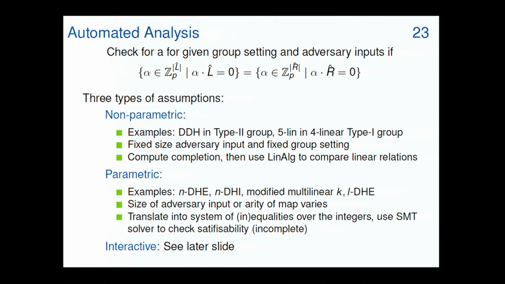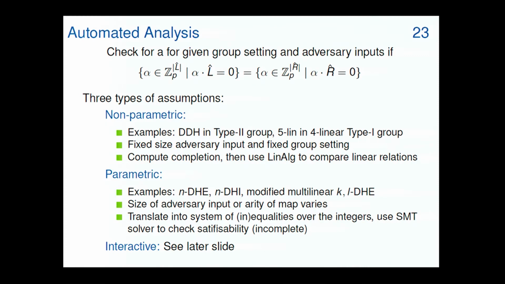So to perform automated analysis, what we have to do is check this side condition for a given group setting and adversary input. And to do this, we differentiate between three different types of assumptions. So the first type of assumption is simple. This is something like DDH in a type 2 group, or something more complicated. But what we need here is that the adversary input has a fixed size and the group setting is fixed. And then we can just compute the completion because it's all finite, and we can use linear algebra to compare the linear relations on the right and the linear relations on the left.